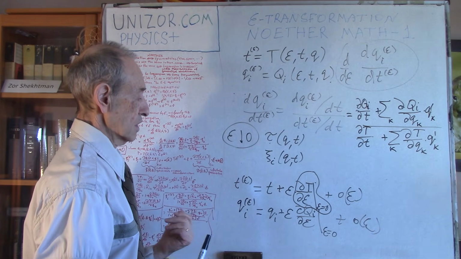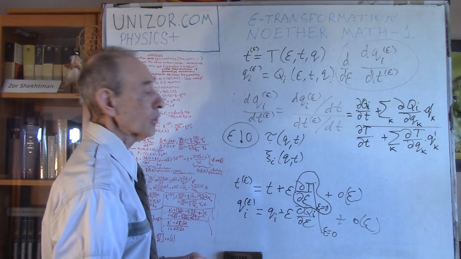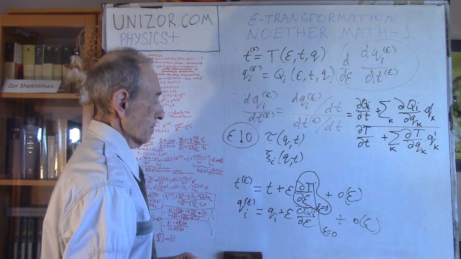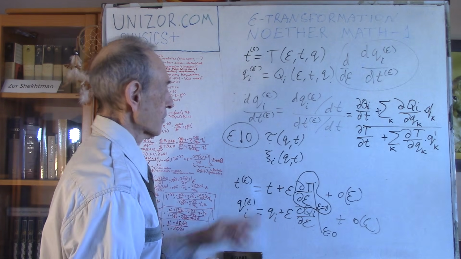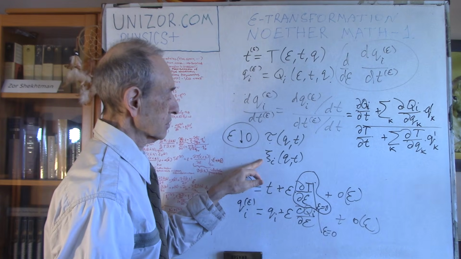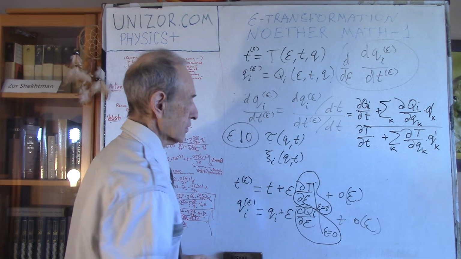And this is the rate of change of coordinates. And they are called generators. In physics, they call it generators. Well, in mathematics, it's just derivative. But physics calls it generators of time transformation. And this one is the generator of coordinate transformation.